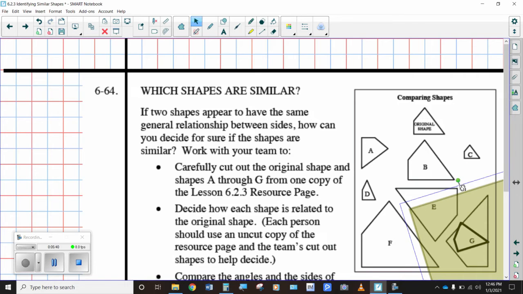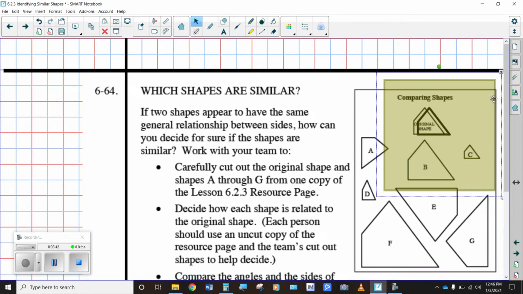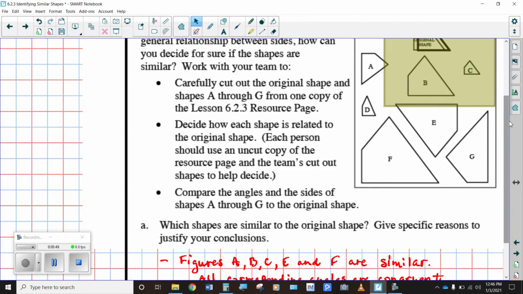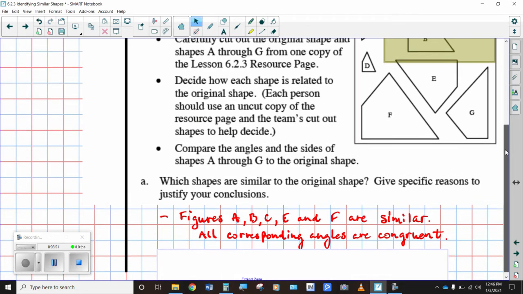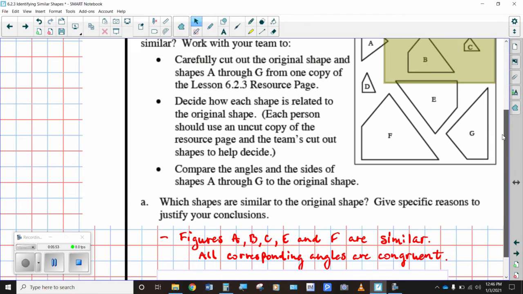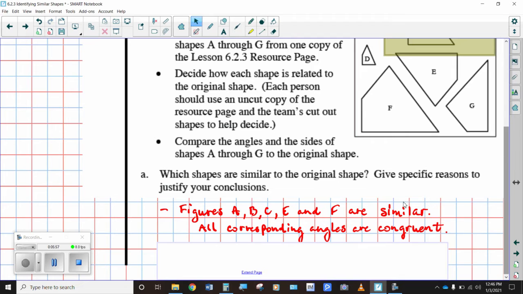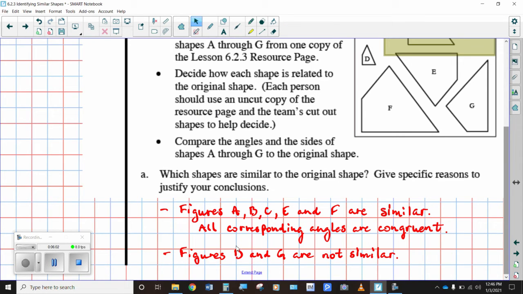So my conclusion is that figures A, B, C, E, and F are all similar because their corresponding angles are congruent, even though the corresponding sides are not necessarily equal. Okay? And then the two that are not similar would be figure D and figure G.